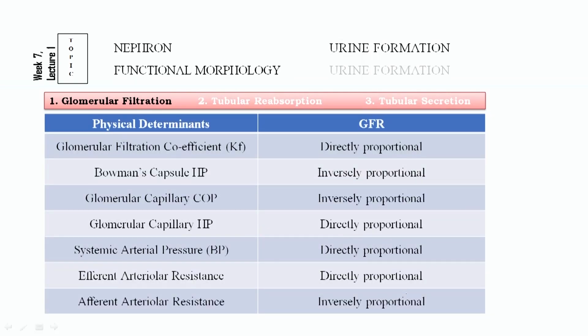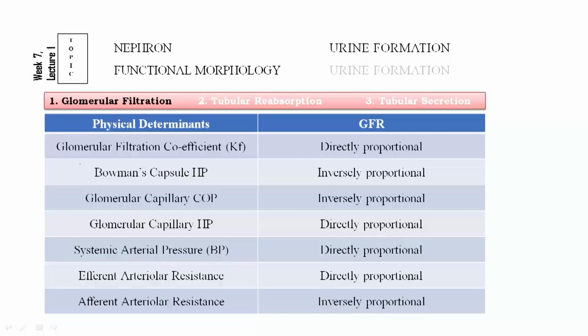Now what are the other determinants which play a major role in increases and decreases of the GFR? That also we will see. The glomerular filtration coefficient, the Kf, has a directly proportional relationship with the GFR, so if it increases, GFR also increases, right?